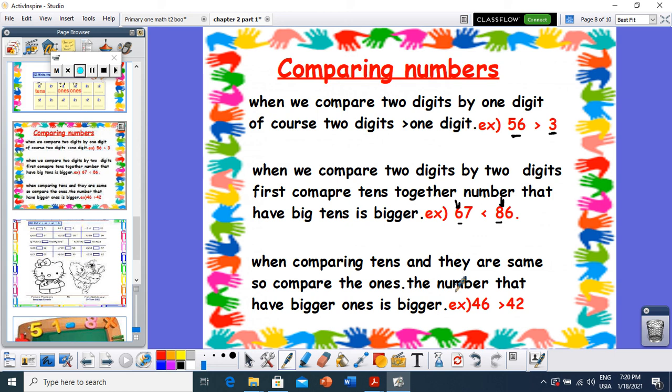When we compare 2 digits and 2 digits and the tens places are equal, what shall I do? I will look at the ones. The digit which has the greater ones is the bigger number. Here I have 4 in the tens and 4 in the tens. They are equal, so I have to look at the ones. Here I have 6 and here I have 2. Which is bigger, 6 or 2? Of course 6. So 46 is greater than 42. Let's see an example.